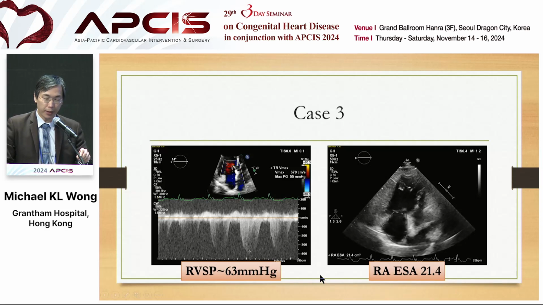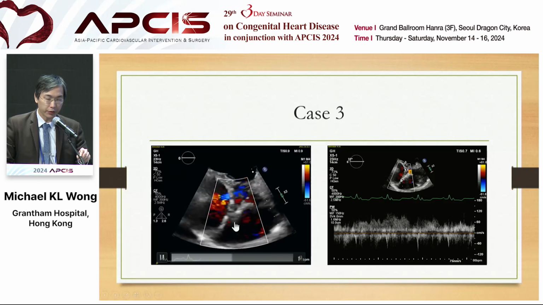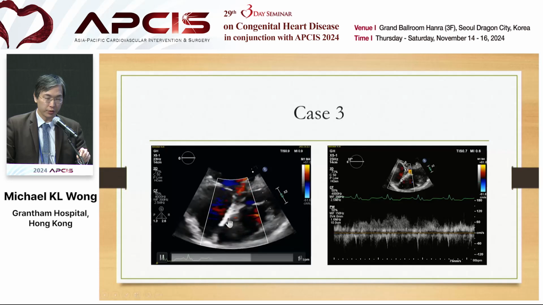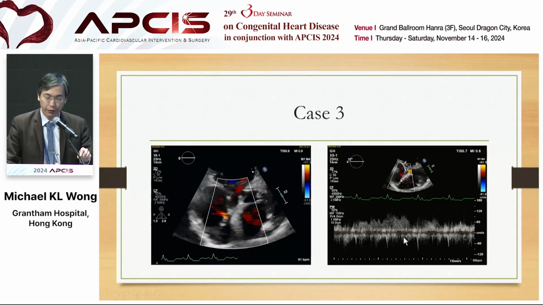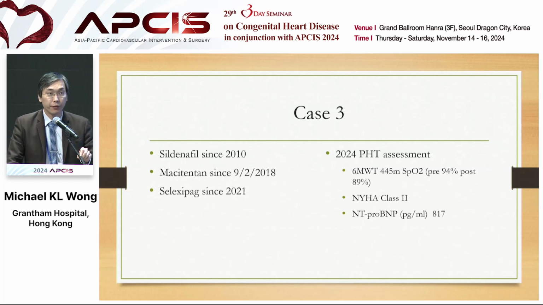RA area is mildly enlarged. So you can see because of the fenestrated ASD closure, there is still a communication, but it's a small jet between the LA and RA with a predominant left to right shunt. And we treat this case just like residual pulmonary hypertension with sequential up-titration of the PAH medication. The patient was on sildenafil all along, subsequently added on ERA, and later added on selexipag around 2-3 years ago. And we've closely followed up the patient with almost annual assessment.